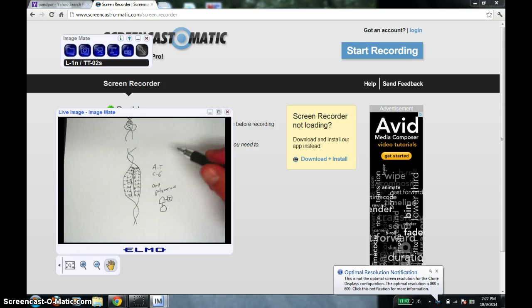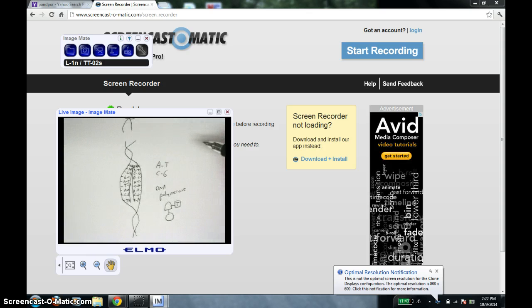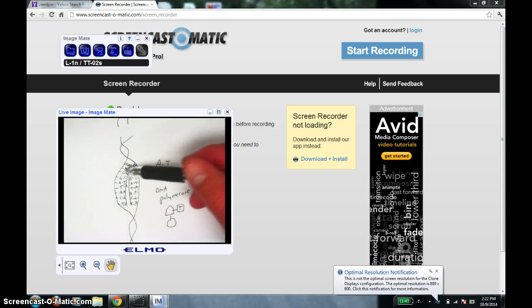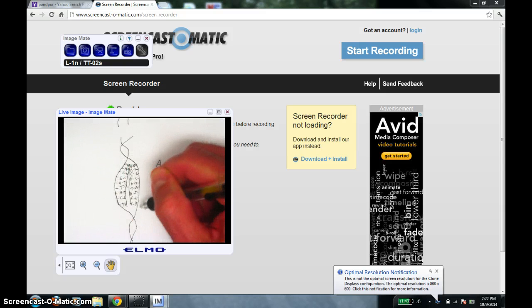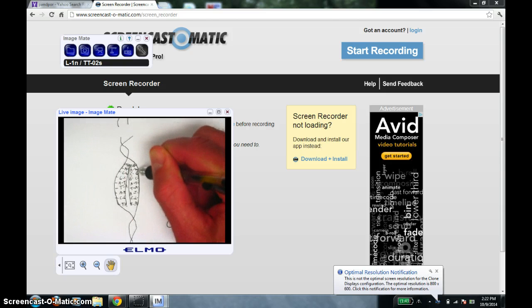This is called a semi-conservative process because in each one of the new strands that I'm making, there is a piece of the original strand, meaning this piece over here is original and this piece over here is original.